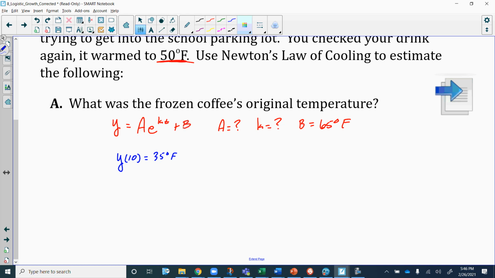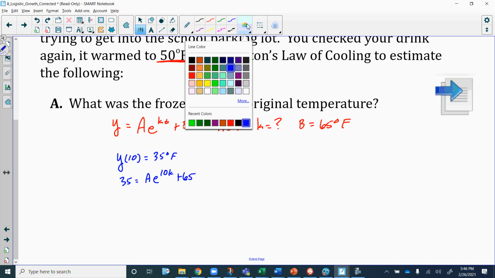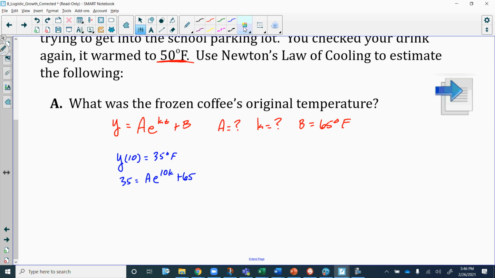So that gives us an equation: 35 equals A e to the 10k power plus 65. We also know that 10 minutes after that, at y of 20, the temperature had risen to 50 degrees. So we can show that 50 is equal to A times e to the 20k power plus 65.